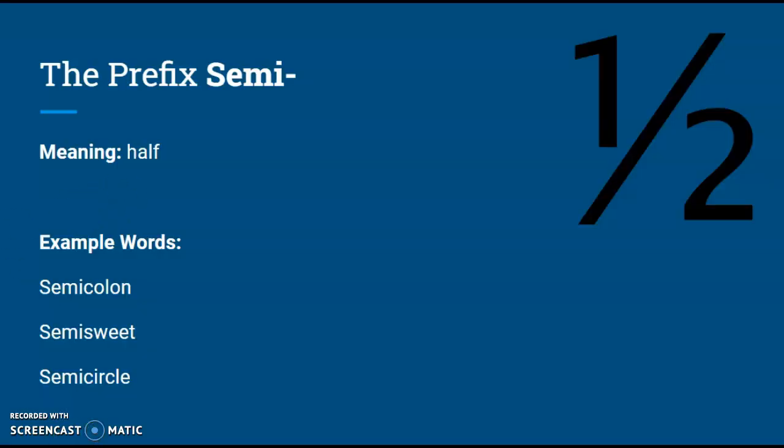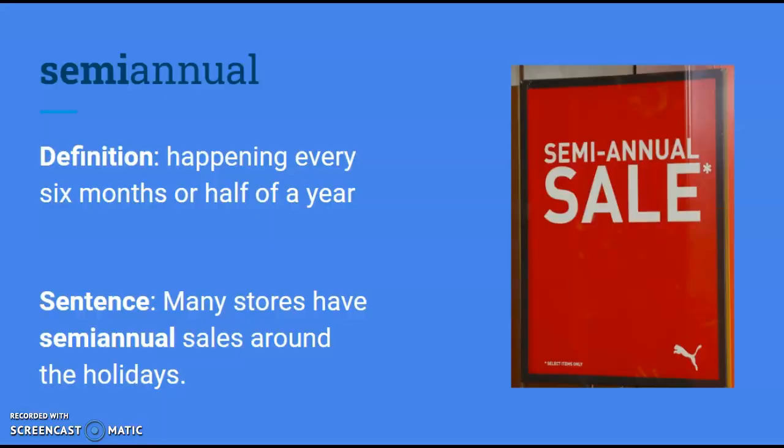The next prefix is semi. This means half, like in the words semicolon, semi-sweet, and semicircle. The first word is semi-annual. This is happening every 6 months or every half of a year. Many stores have semi-annual sales around the holidays.